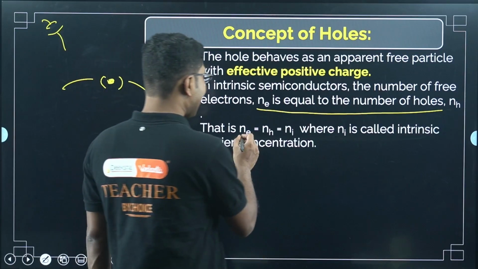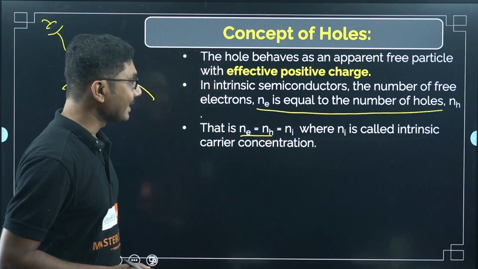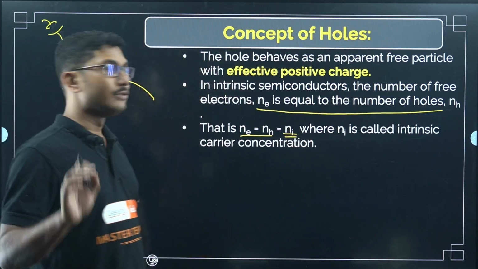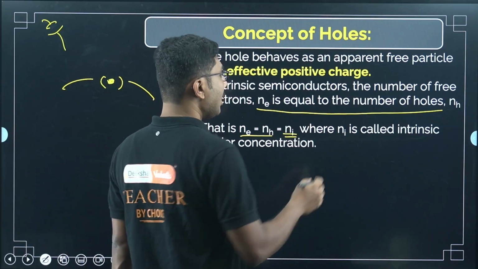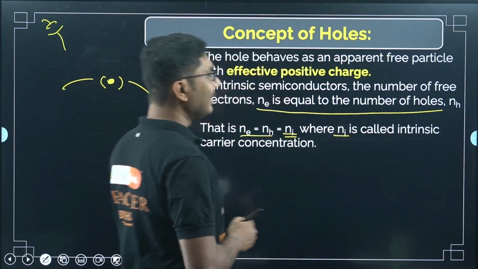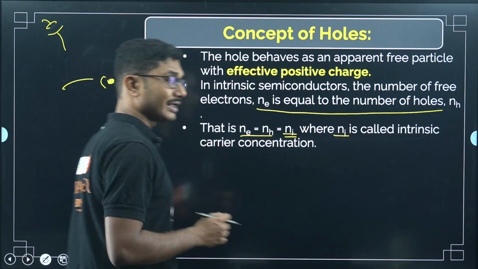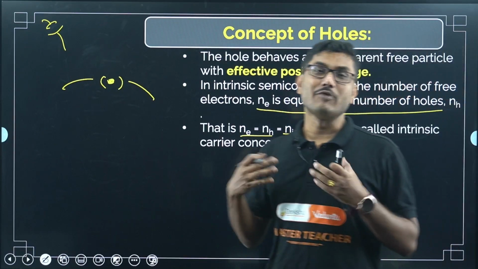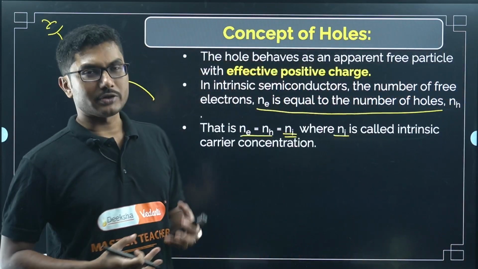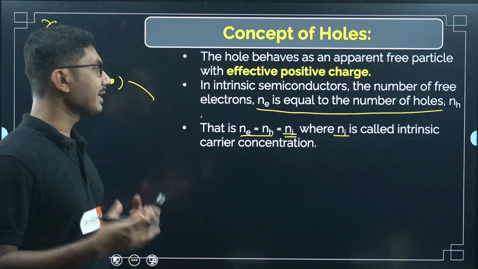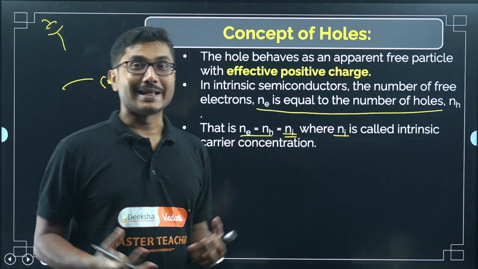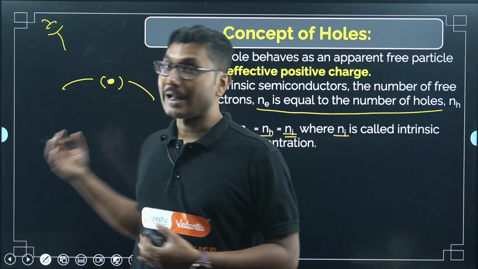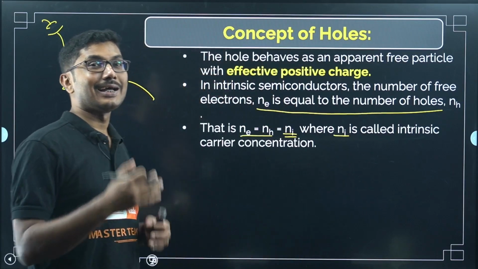That is Ne equals to NH, and that we are calling Ni. Very important term. We will use that in numerical problems as well, where Ni is called the intrinsic carrier concentration. Carrier concentration means it is the charge per unit volume. Okay, charge per unit volume is called charge concentration or carrier concentration. Which one is carrying current? Here electrons can carry current, holes can carry current. So that is why it is called intrinsic carrier concentration.